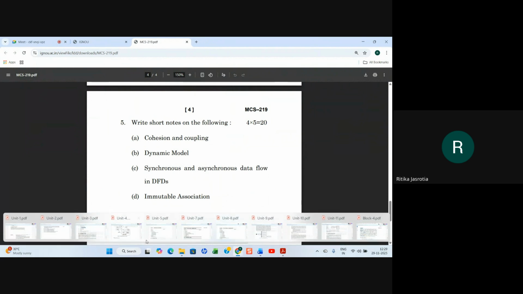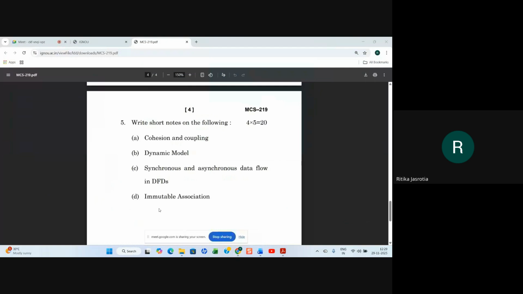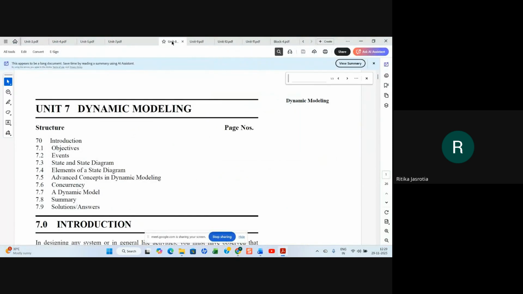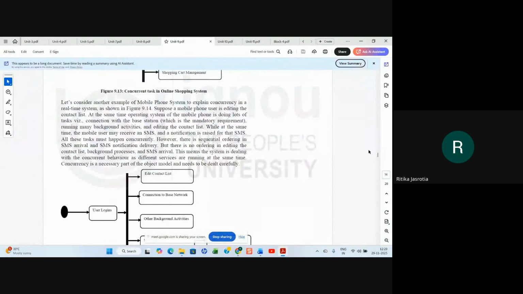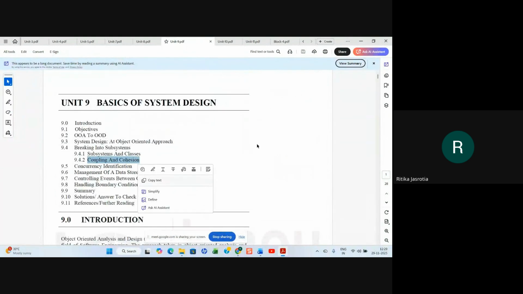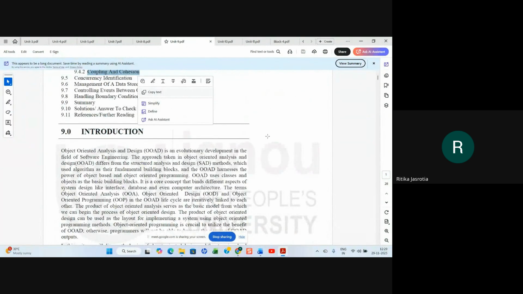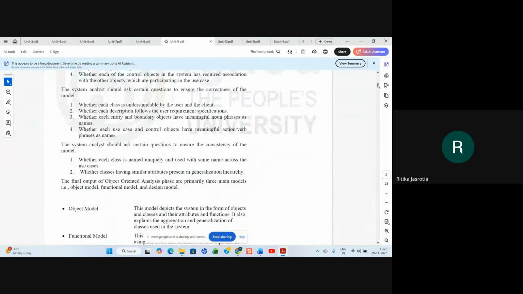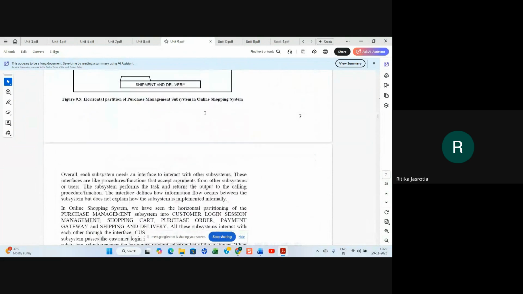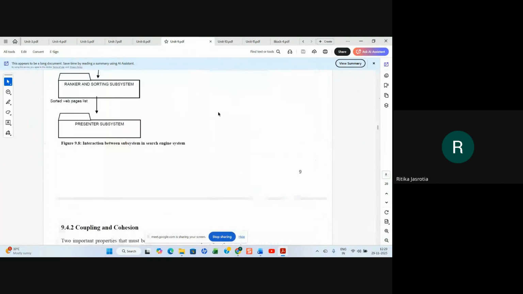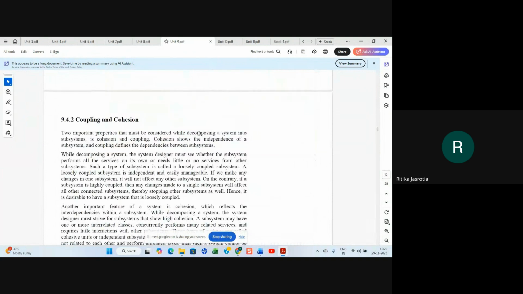We had also seen cohesion and coupling in unit 9. When you break down the system, the two important properties that must be considered when decomposing a system into subsystems are cohesion and coupling. Cohesion shows the independence of a subsystem, and coupling defines the dependencies between subsystems.